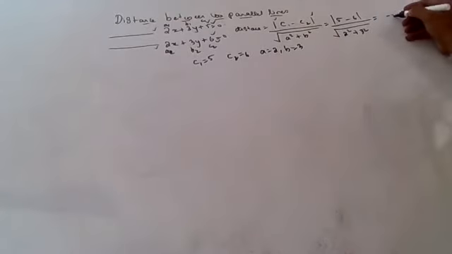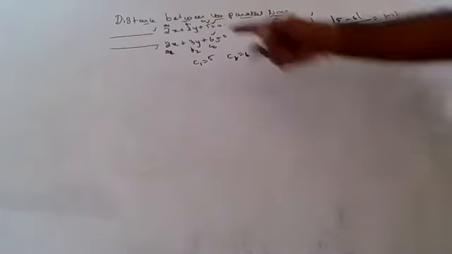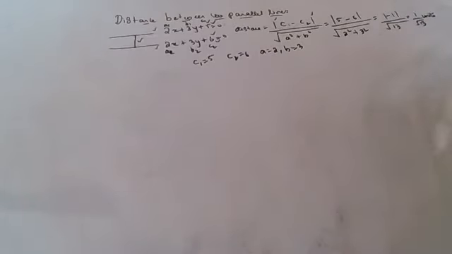So what is the answer? Minus 1 by root of 4 plus 9, which is 13. Okay, children, minus 1 will become what? Plus 1. So 1 by root 13 units is the distance between these two parallel lines. The distance between these two parallel lines is how much? 1 by root 13. That is the answer.